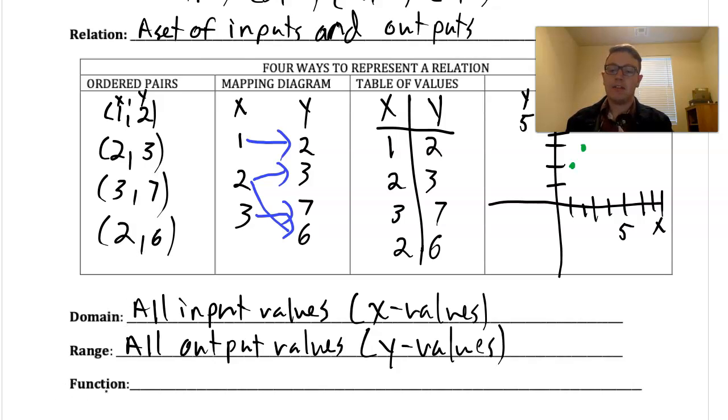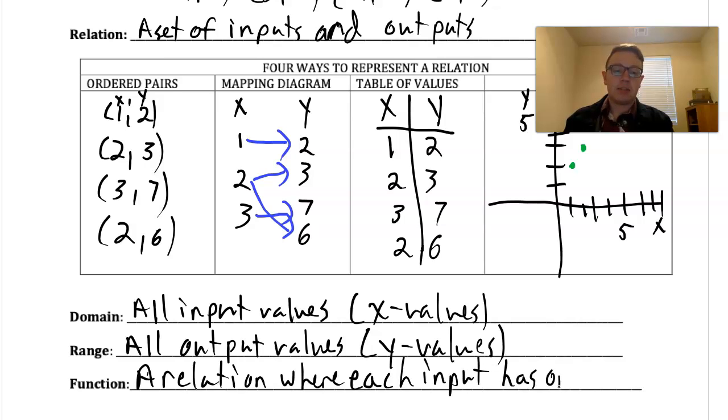And then finally, we have a function. This is a special type of relation that we tend to look at. A function is a relation where each input, each x value, has only one output.